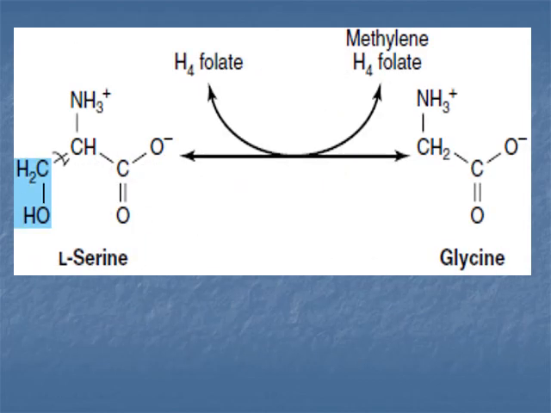One example of transfer of 1 carbon groups by tetrahydrofolic acid. In this reaction, catalyzed by the serine hydroxymethyl transferase enzyme, the hydroxymethyl group of serine is transferred to tetrahydrofolic acid to form methylene tetrahydrofolic acid and glycine.